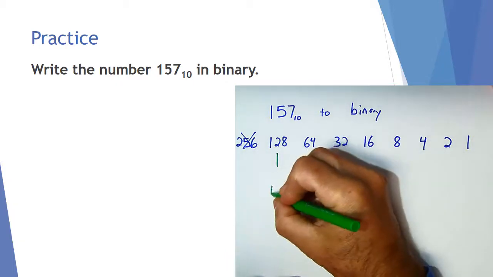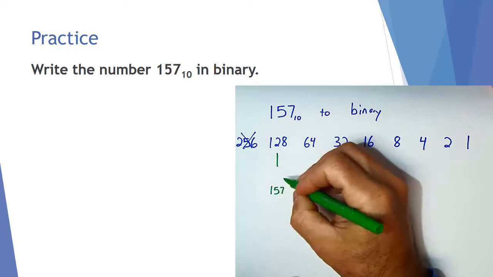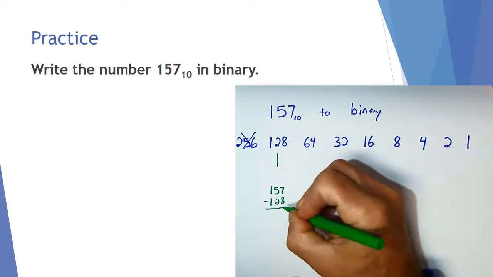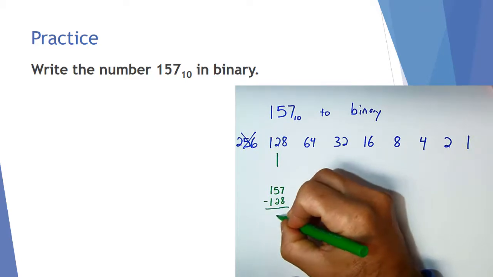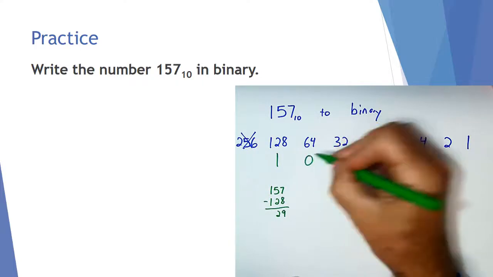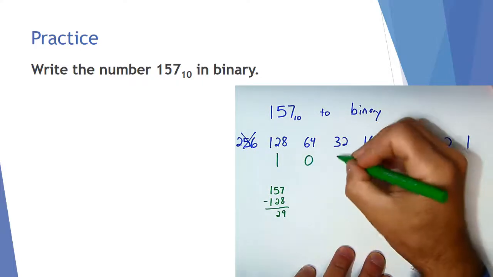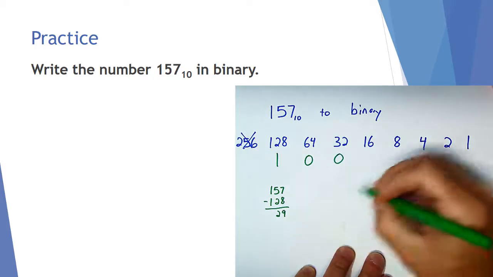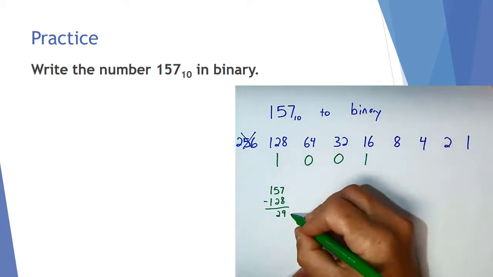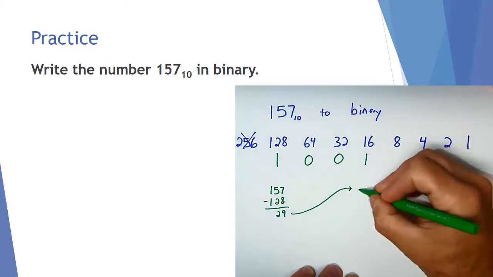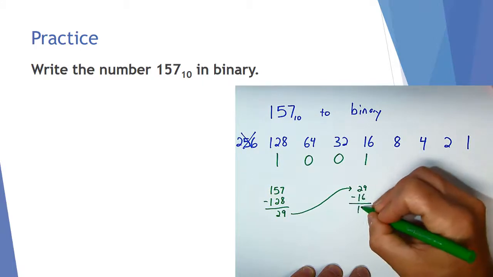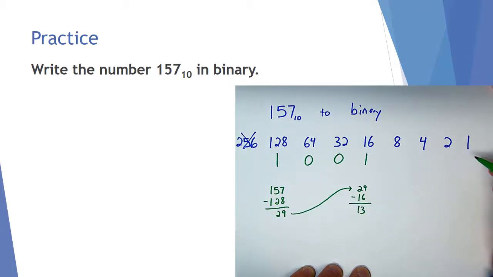So let's take 157, the number that we're trying to convert. We just spent 128 of those, and that leaves us with 29. So 64, nope, that's too big. 32, that's also too big. 16, that's the next power that fits into 29, so we can spend 16. And that leaves us with 13.